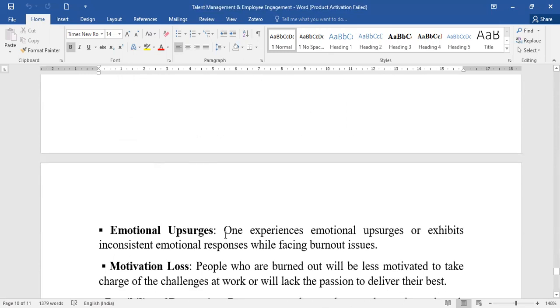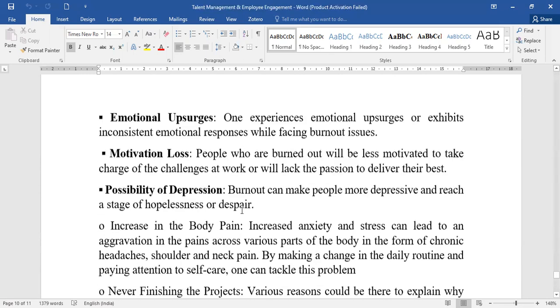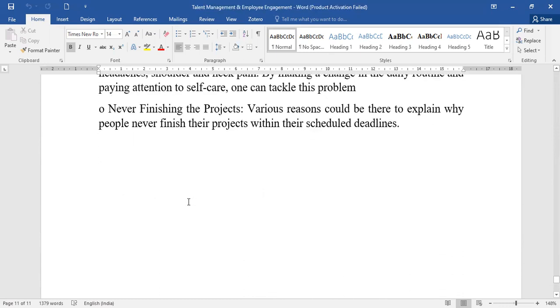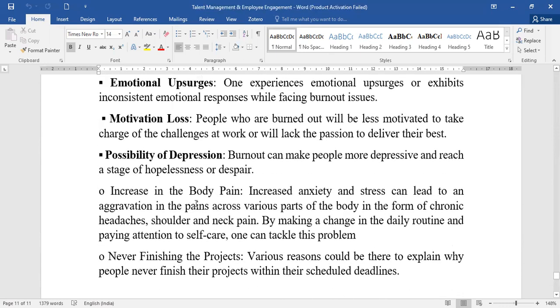There is emotional upsurge, which can be in any form. That person can become dangerous also. Motivational loss, depression. Health-wise the things are deteriorating. And then there is no charm of completing the work. You are giving the simple work where the person was very active, where projects were on time, but the same person is now delaying even some normal work for a huge amount of time. So this is going to have a very bad impact on the work also.